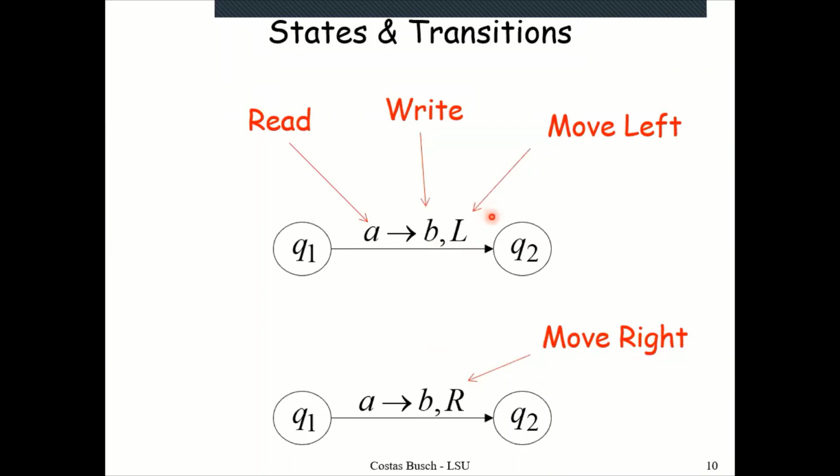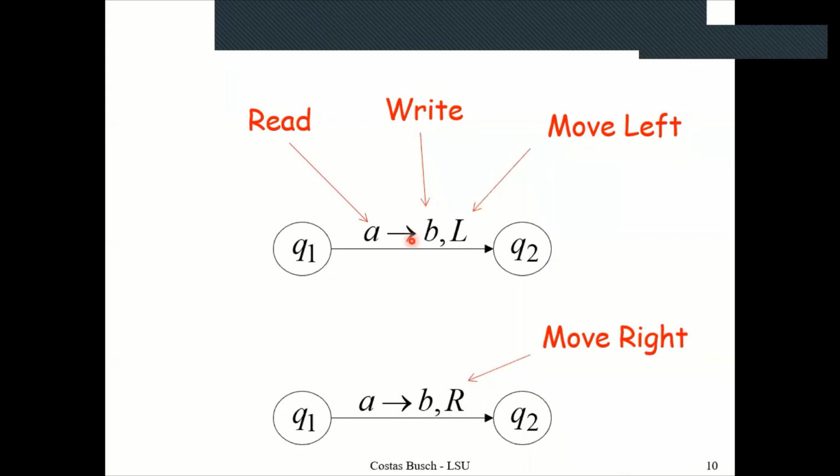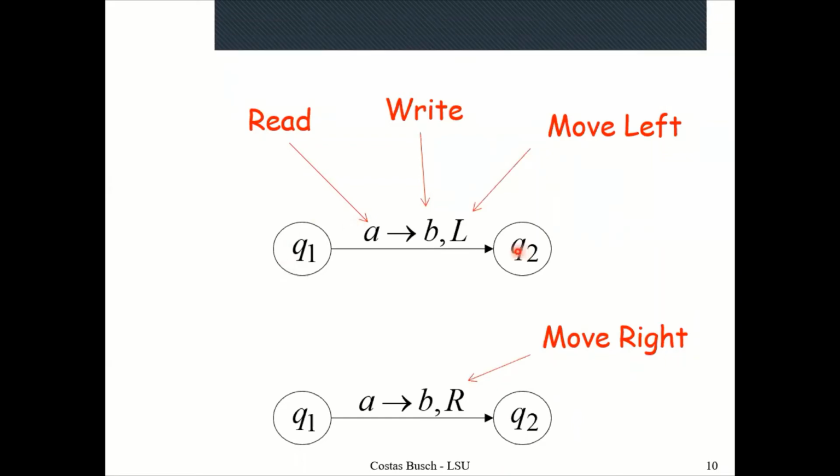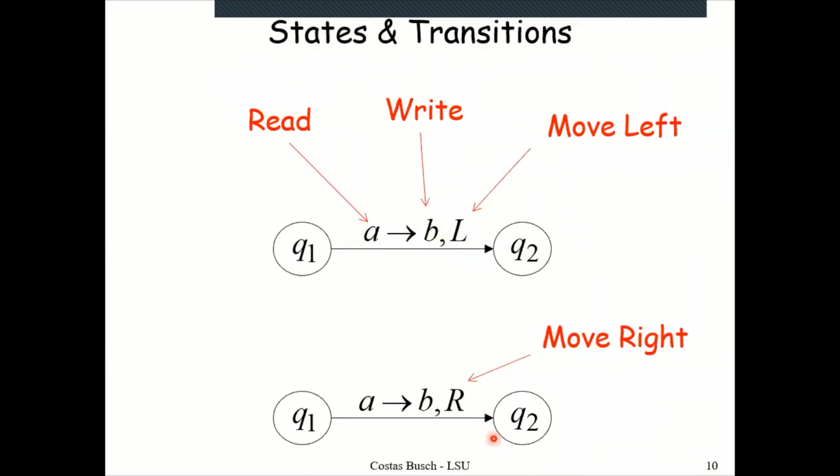Now I have got two instances of some generic Turing machine. This instance says if Q1 is the active state and A is the symbol to be read from the input tape, go to the state Q2, replace A with B and move the head one step left. And this instance says the same: if the active state is Q1 and the symbol read is A, go to the state Q2, replace the symbol A with the symbol B and move the head one step left.